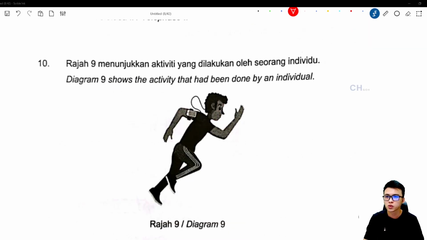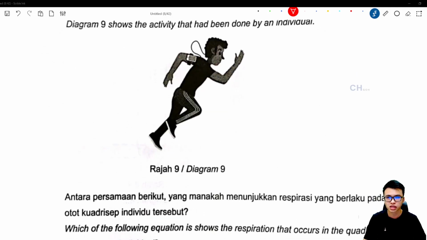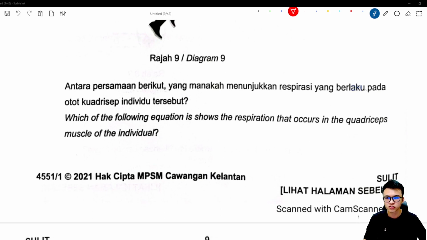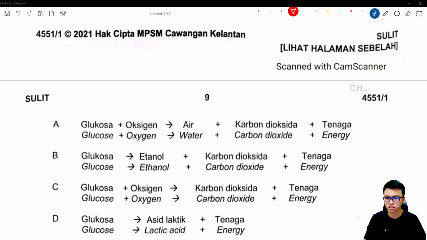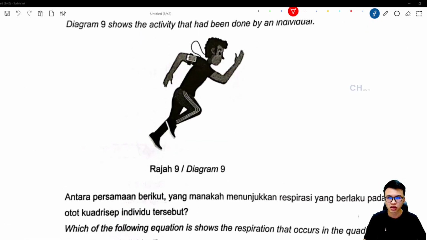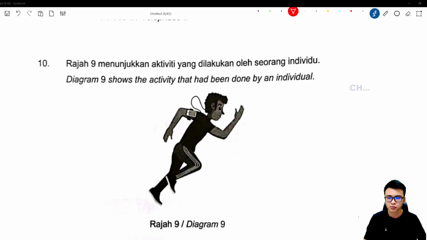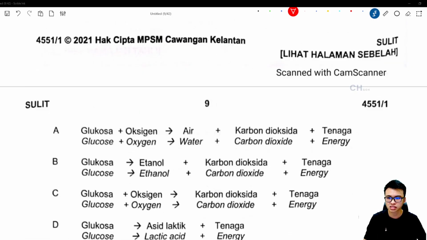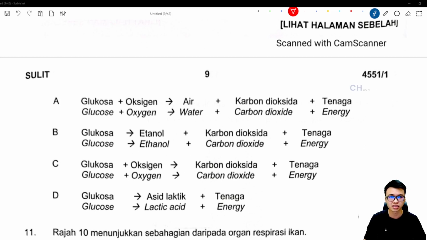Alright, so let's continue. Question 10. Diagram 9 shows an activity that has been carried out by an individual. So which of the following equations shows the respiration that occurs in the quadriceps muscle of the individual? So this guy is running. Basically, the question wants to show you that this guy is carrying out lactic acid fermentation. So the answer should be D.